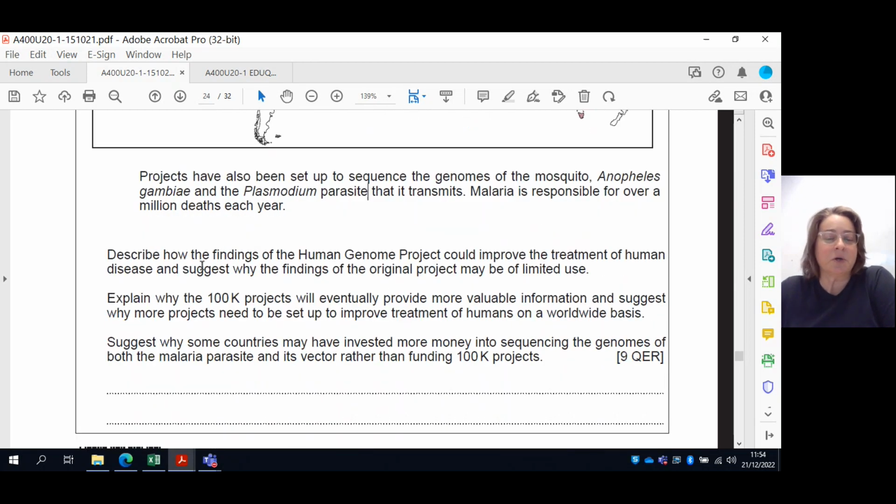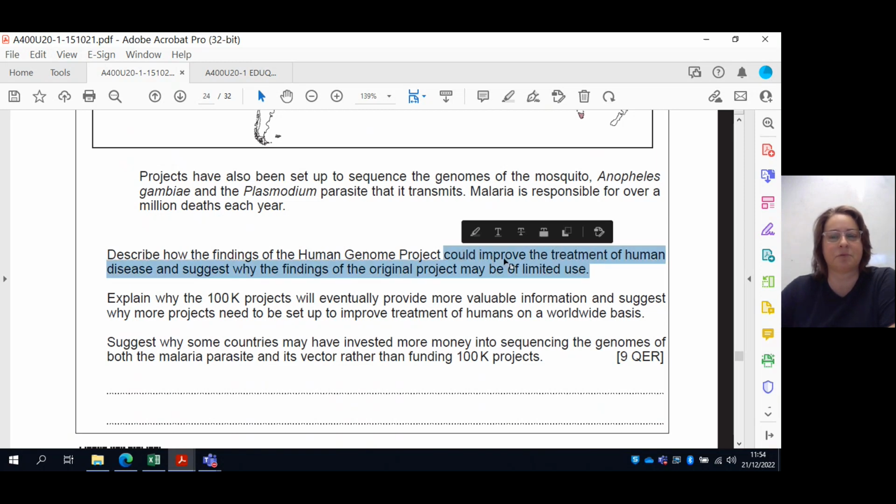Now, structure of your answer: it gives you a describe, and explain, and suggest. It gives you a 3-part structure. So if you're thinking your 9 marks could be split up into 3 marks for first, second, and third, that's not a bad way of going about this. So the first one, findings of the Human Genome Project, how could it improve further treatment, and why the findings are of limited use. So first of all, how could it improve the treatment of human disease? So literally knowing how many genes we even have, where they are, what does that help, and suggest findings of how they could be of limited use.